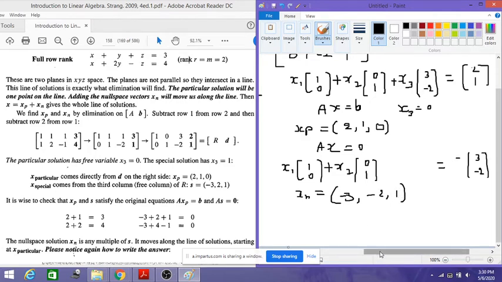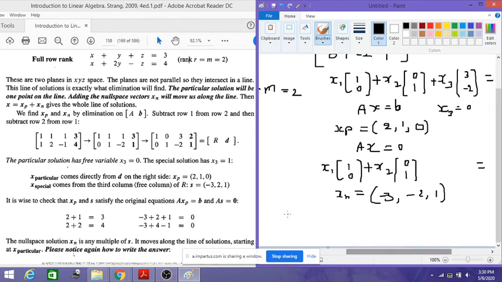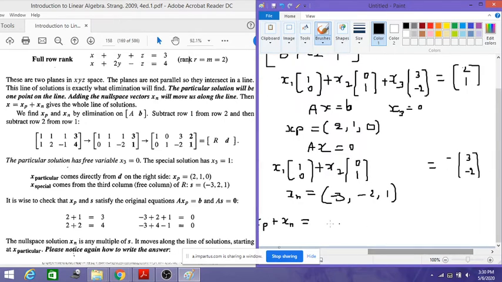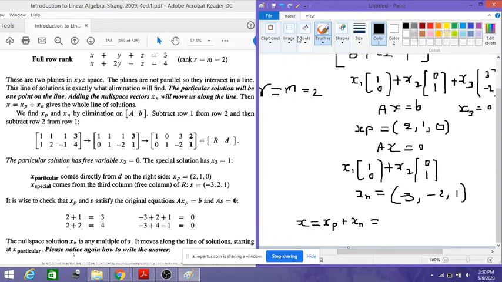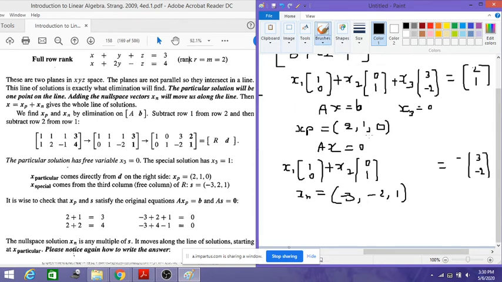So the complete solution for this case, if you write here, is x equal to xp plus xn, equal to, then we have the same thing we can write. I'll leave it to you to write. Just cross verify whether it satisfies both conditions, whether it is equal to Ax equal to 0 and Ax equal to b.